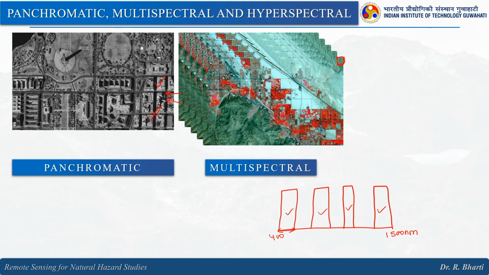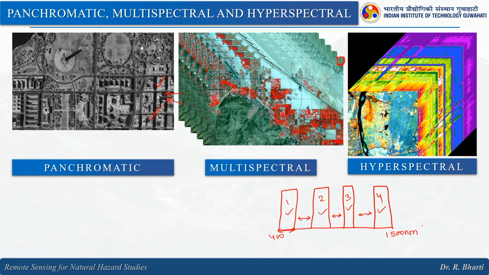So, that is called multispectral, and there can be a gap between 2 bands. So, between these wavelengths there can be a gap, right. So, this is first, this is second, this is third, this is fourth, right.